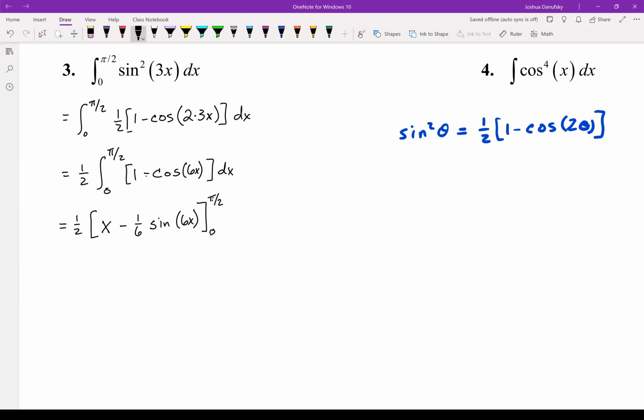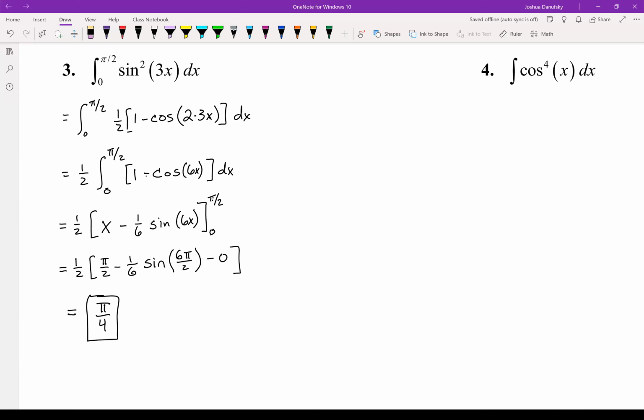And we evaluate. Sine of 6 pi over 2 is the same as sine of 3 pi, which is 0. So we just end up with 1/2 times pi over 2, which is pi over 4.